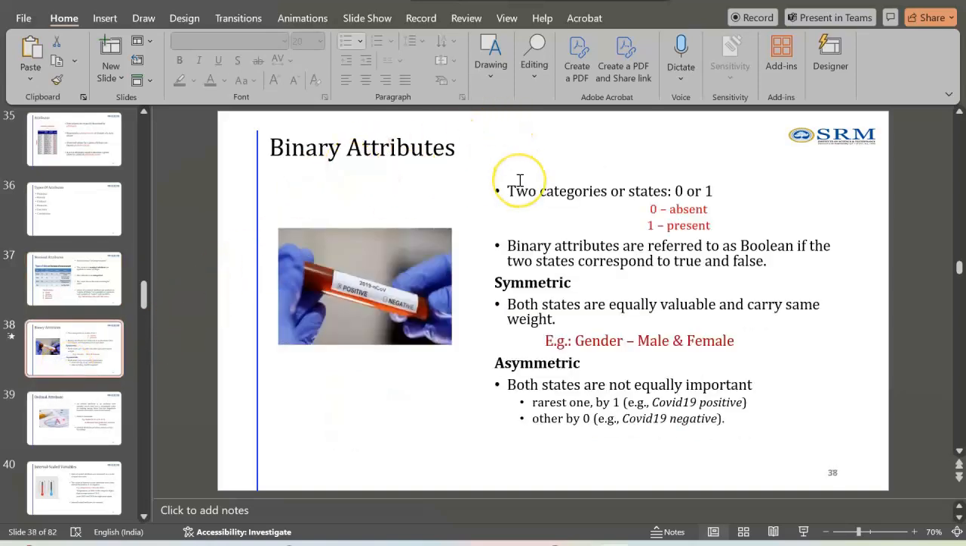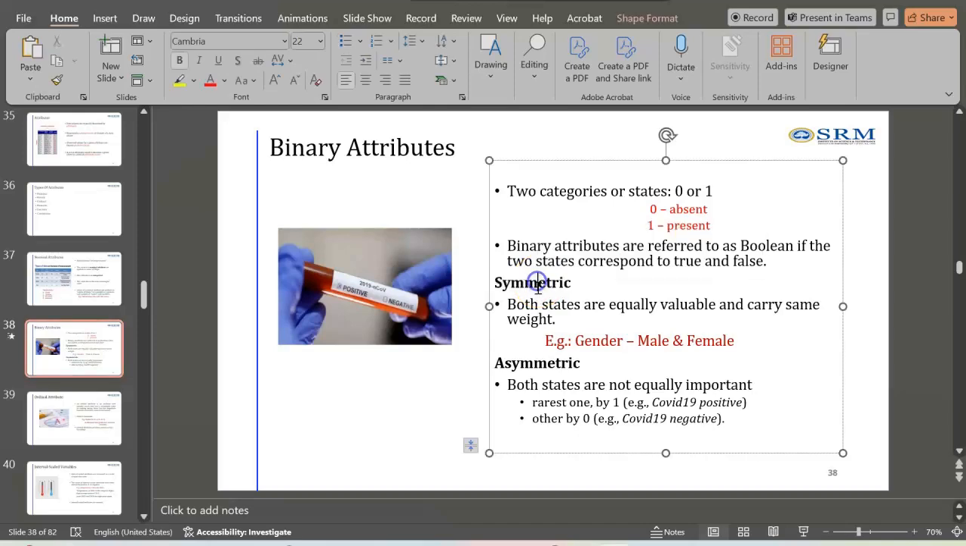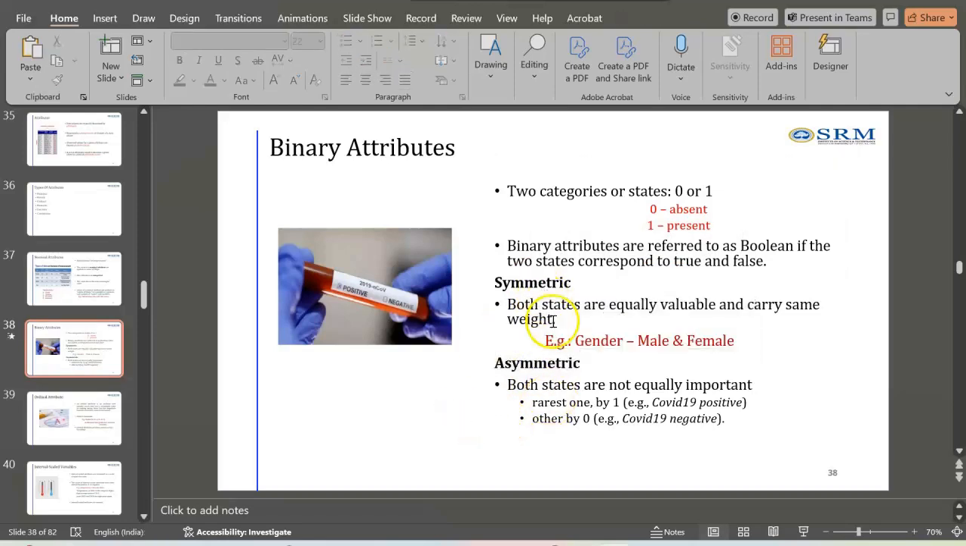When you come to the binary attributes, everybody knows binary attributes are zeros and ones. Either 0 represents one state and 1 represents the other state. Binary attributes can be of two kinds: symmetric and asymmetric. What is symmetric? Both the states 0 and 1 are equally valuable and do not carry any weight. For example, male and female in sex: male is equal, female is equal. That is what symmetric binary attributes are.